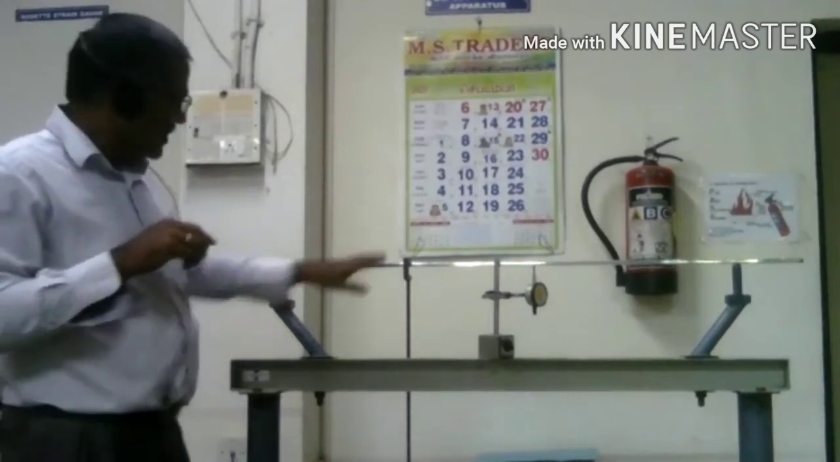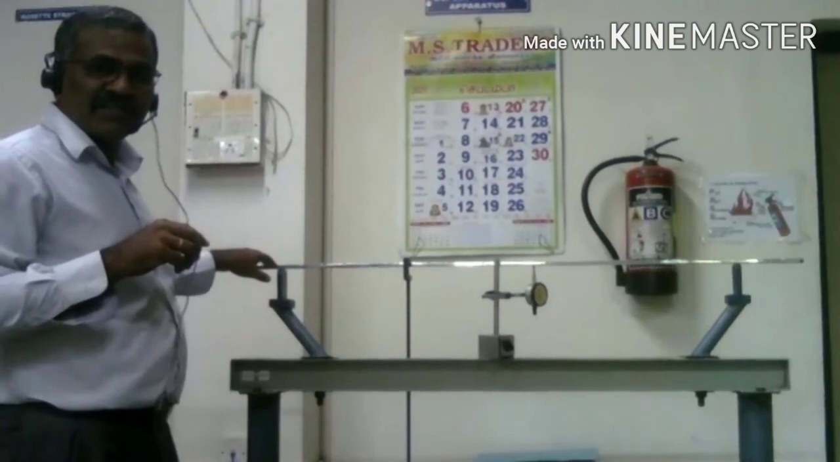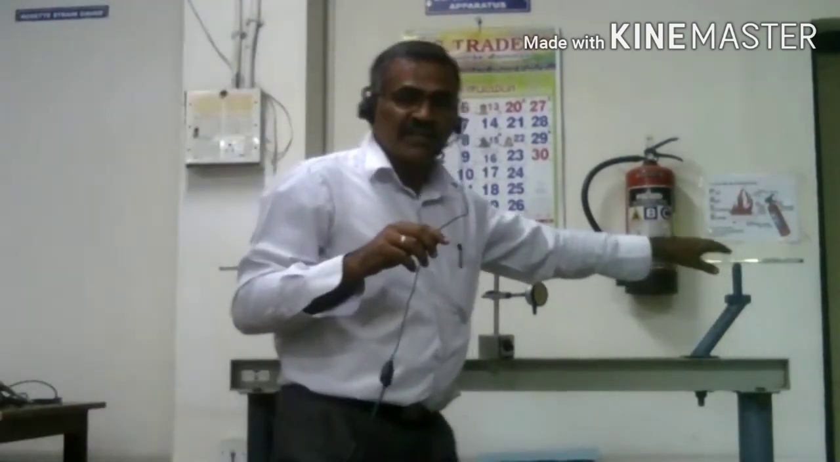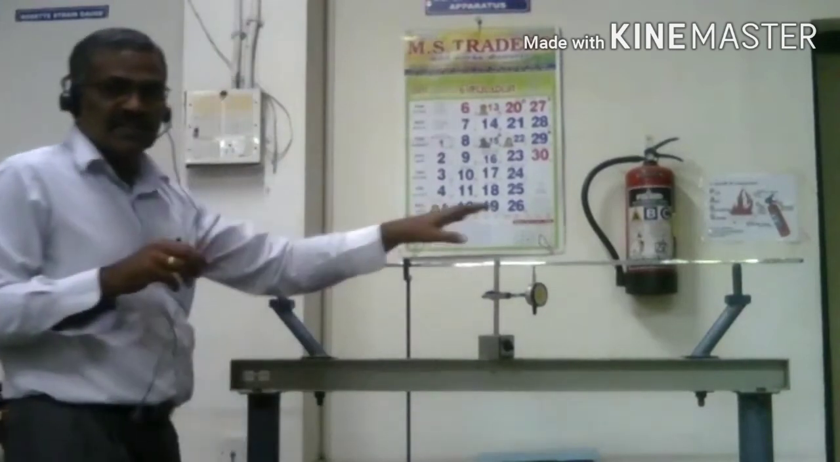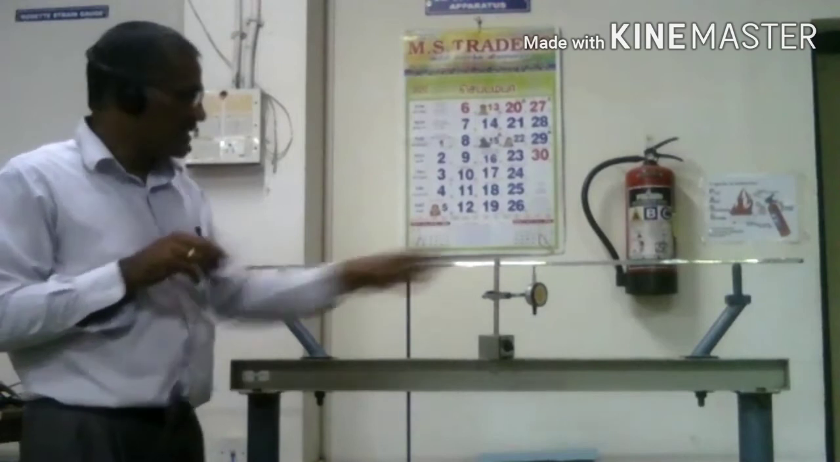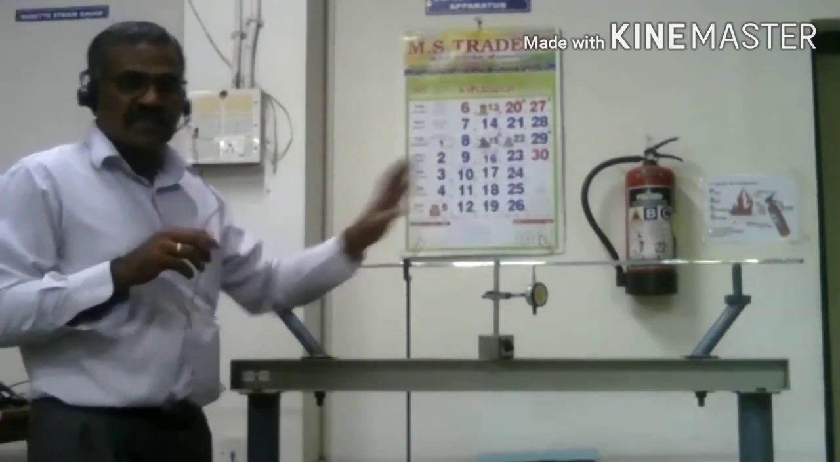Here, see, this is a simply supported beam. Here we have one end, where one support is there, and we have another support here. So what is the span length? The span length is 1050 millimeters. That is the total length of the simply supported beam, the distance between the supports.